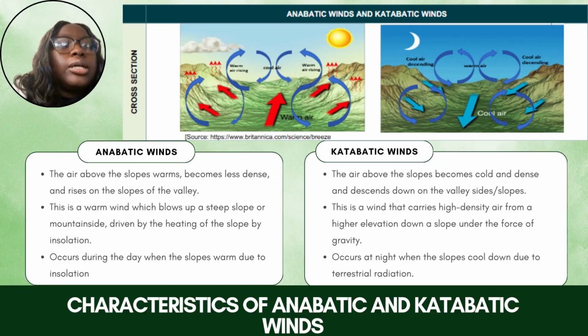And in katabatic winds, on the other hand, the air above the slopes becomes cold and dense, and then that descends down the valley slopes. This is a wind that carries high density air from a higher elevation down a slope, and this is under the force of gravity. It occurs at night when the slopes cool down due to terrestrial radiation. So you begin to see also the difference, right? Terrestrial radiation for katabatic winds and insolation for anabatic winds. And you can also notice that the wind circulation is more anti-clockwise in this region at night, right?